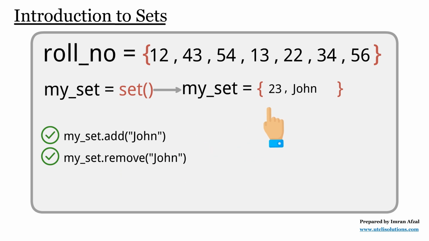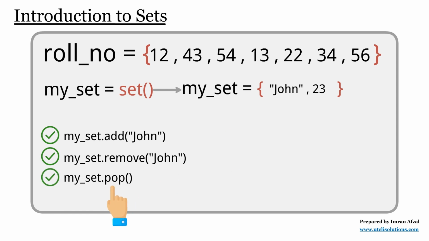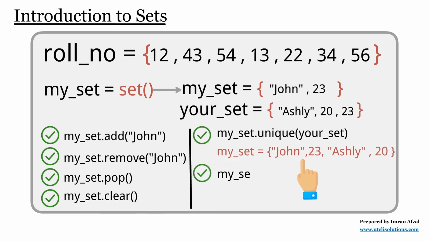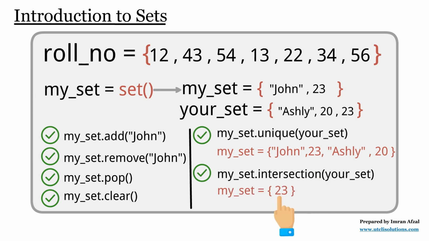Since sets do not follow a specific order, the elements inside may appear in a different order each time you view them. Other useful functions include pop, which removes a random element, clear, which removes all elements, union, which combines two sets, and intersection, which finds common elements between sets.